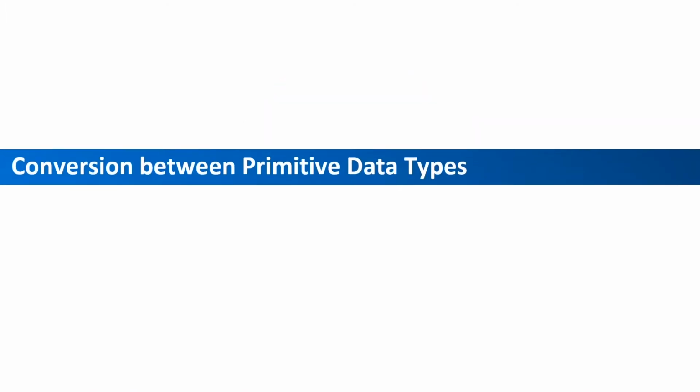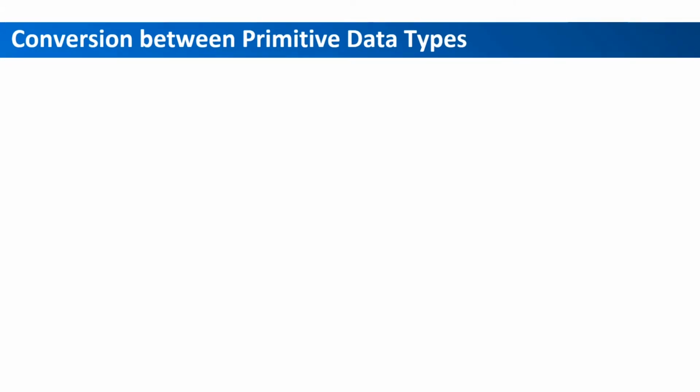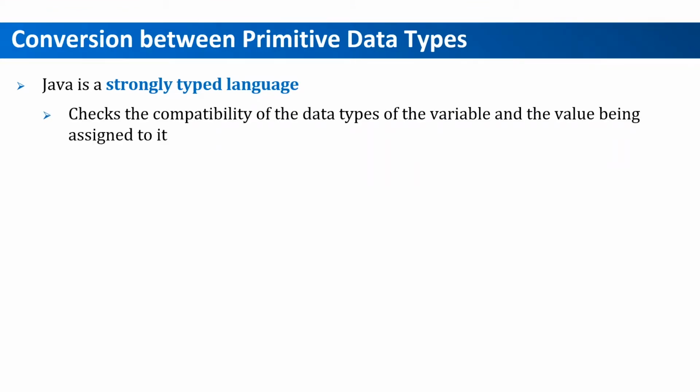In this video, we will learn how Java supports the conversion between primitive data types. Remember, Java is a strongly typed language. What that means is that it checks the data and makes sure that its type matches the type of the variable you are trying to assign it to. This is done as you compile. So if they turn out to be incompatible, there is a possibility that you will get a compile time error.